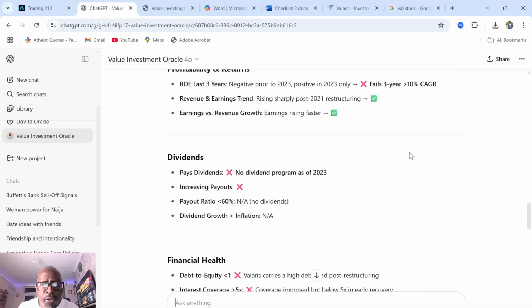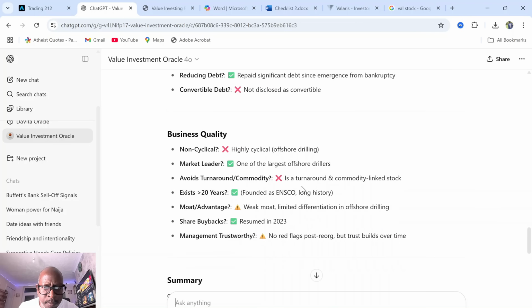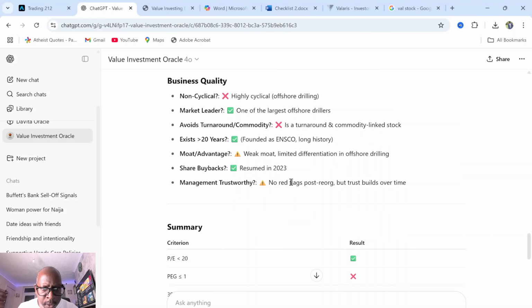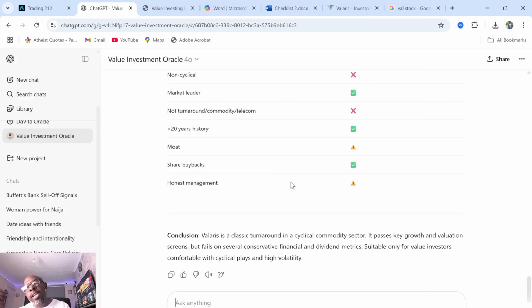Dividends, no dividends are being paid. And then your financial health, they're reducing their debt. They're market leaders. It's got a long history. They've got share buybacks. So the result, it doesn't look too good, because this is obviously a turnaround, but it's one of Monish Pabrai's picks, which is a Dando quality investment. Heads I win, tails I don't lose much.